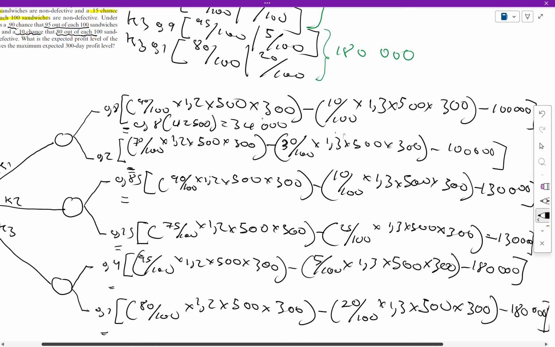Right, and then 0.3 multiplied by 1.3 multiplied by 500 multiplied by 300, and then 0.7 there, 1.2, 500, 1.3, 0.3, okay. All right. And we have 67,000. Okay. 67,000 minus 100 now.